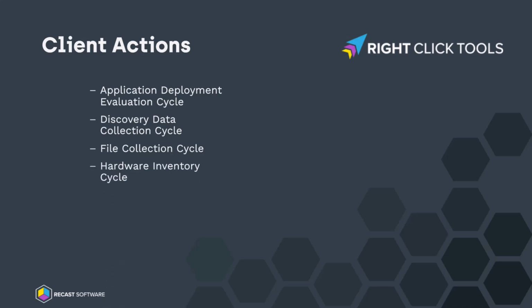Next up is the Hardware Inventory Cycle. This collects data such as the available disk space, processor type, and operating system for each device. Up next, we have the Machine Policy Retrieval and Evaluation Cycle. This initiates a policy retrieval from the client outside its scheduled polling interval.